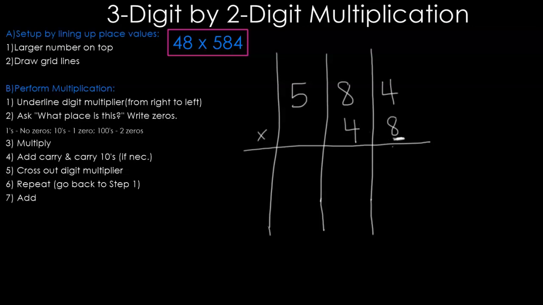Step 2, what place is this? This is the ones place. Ones place says what? No zeros, so I don't have to write any zeros. Step 3, multiply. 8 times 4 is what? 32. Let's write 32 over here.